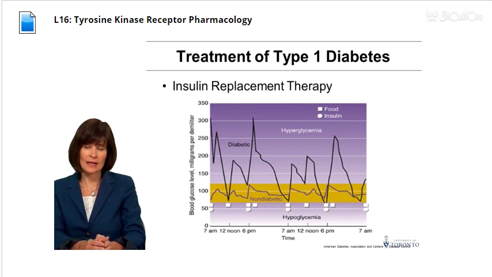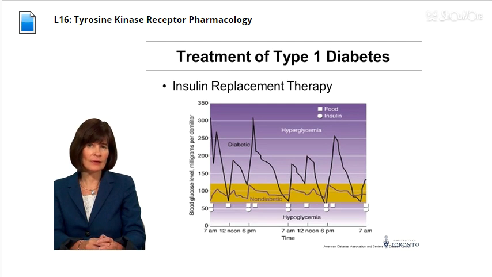in a non-diabetic. But you can see that in the non-diabetic, they respond to food intake with a rise in blood glucose levels that rapidly match with the insulin secretion that increases glucose uptake into the liver and muscle stores, maintaining blood glucose levels within a fairly narrow range.